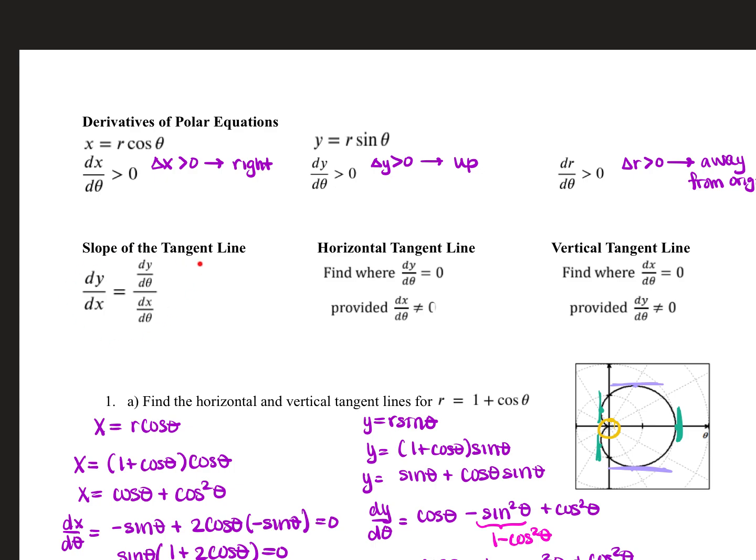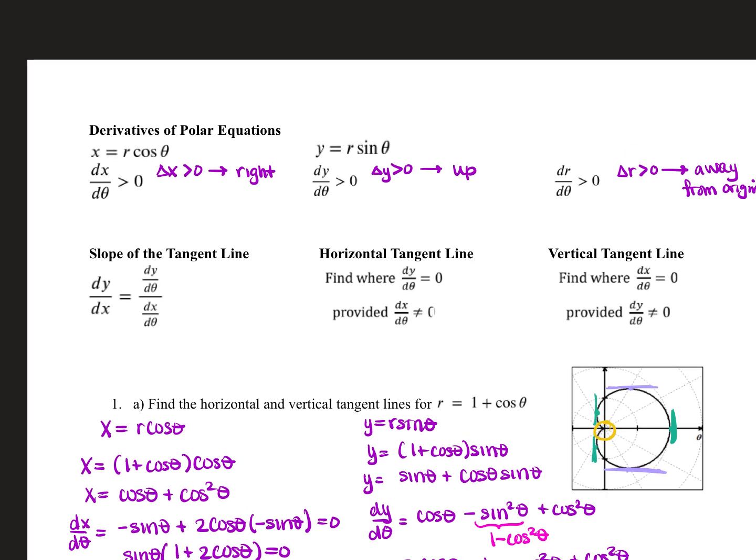The slope of the tangent line is given by this, just dy dx. Now, if you notice, if I multiply instead of divide by dx d theta, if I went through and multiplied by d theta dx, the d thetas cancel.